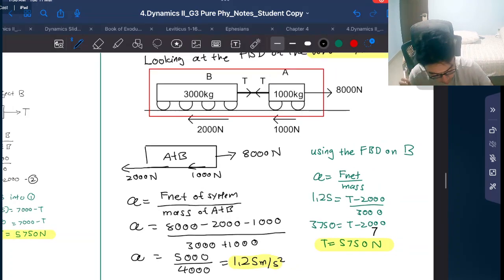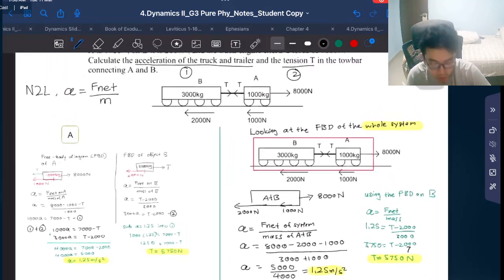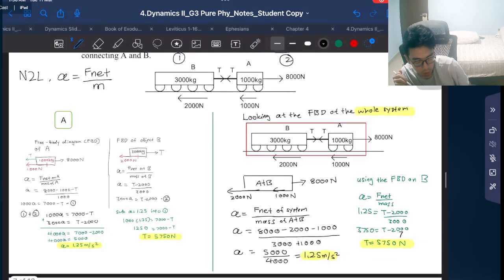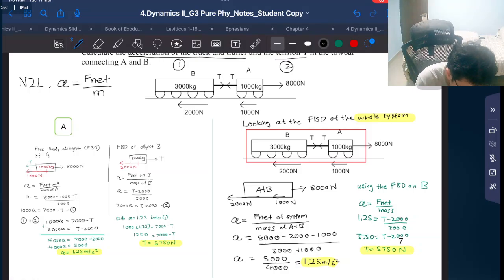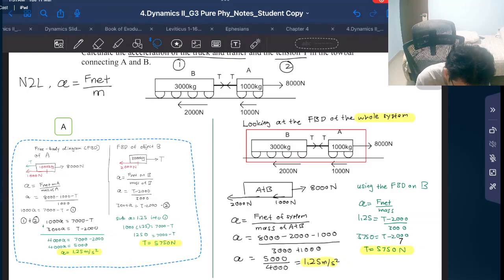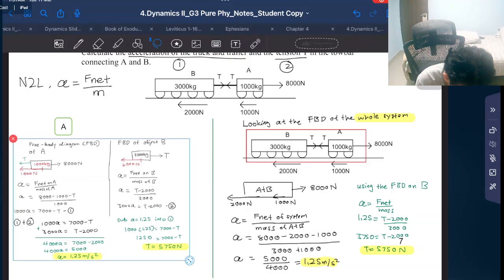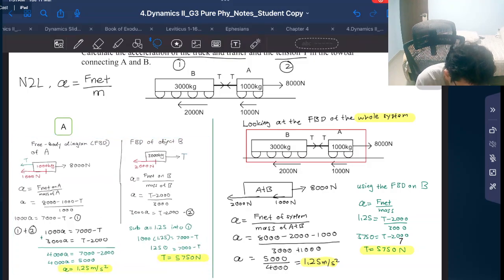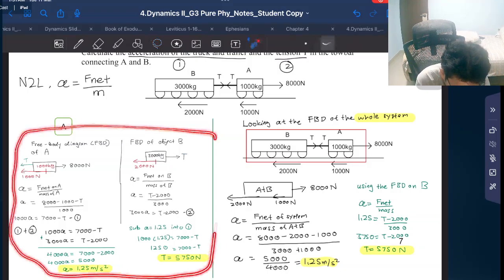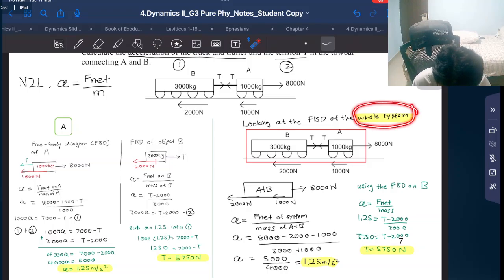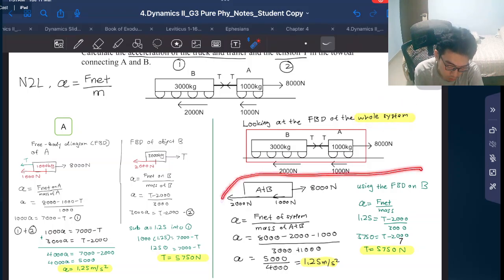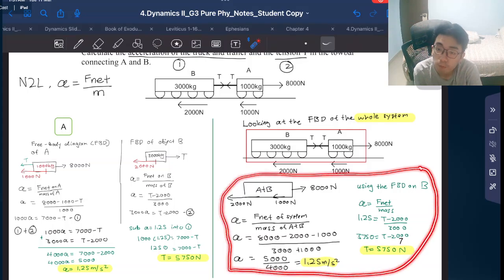Okay, so take a look and see the thought process. So this will be what you all will tend to use, means that you can break down your free body diagram into the individual objects. For those of you who are able to see that, you can also look at the free body diagram of the whole system, then actually this one might also be an alternative method for you.